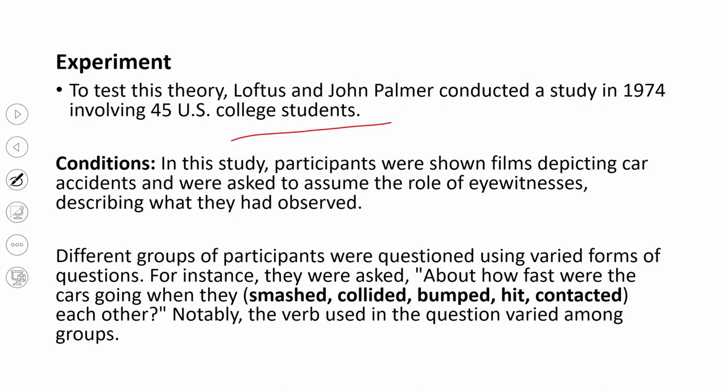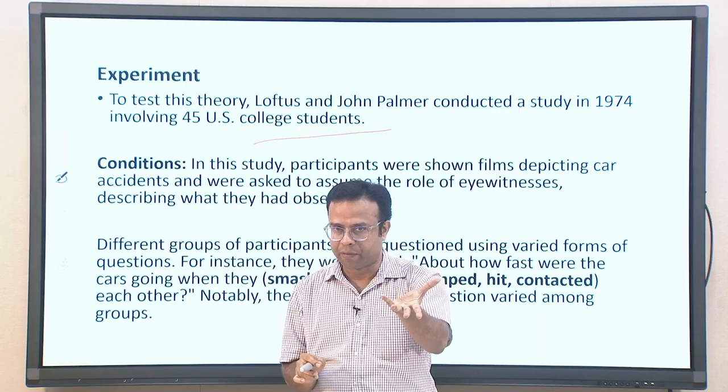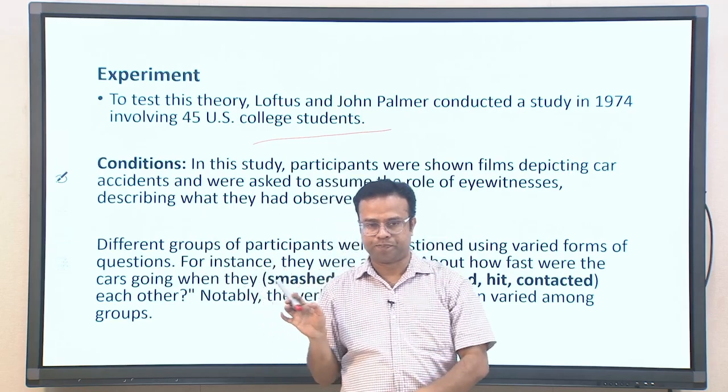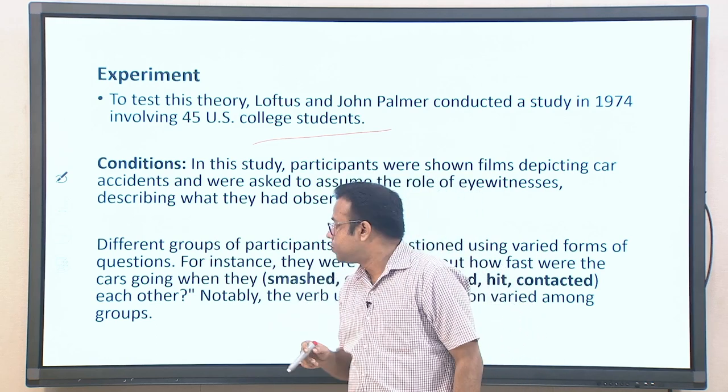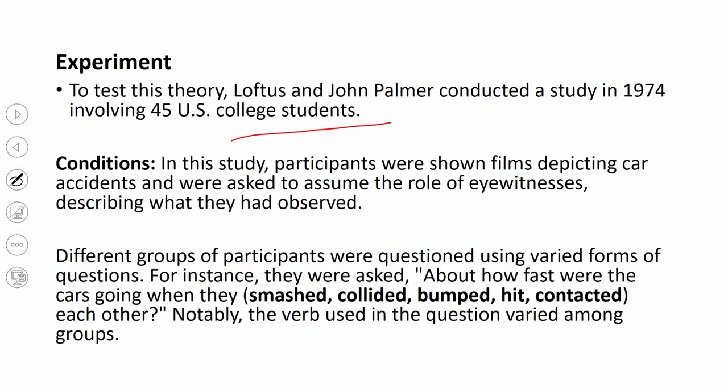Participants were shown films depicting a car accident, where two cars collided. They were asked to assume the role of witnesses, to see the event and describe what had happened. That was the simple thing. Then different groups were formed from these participants, and they were questioned using varied forms of a question.